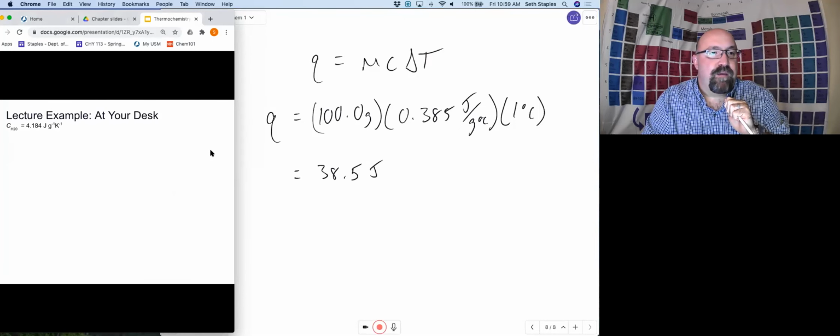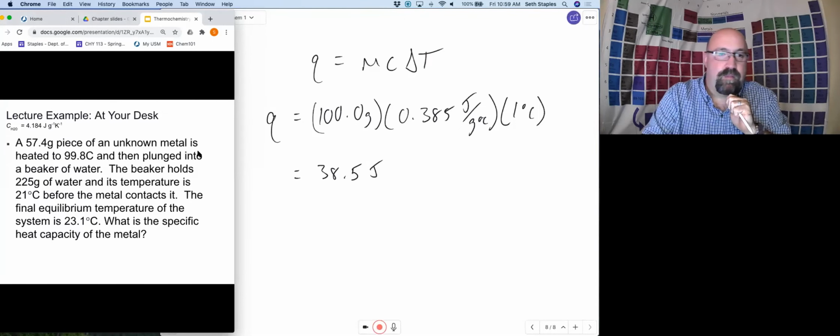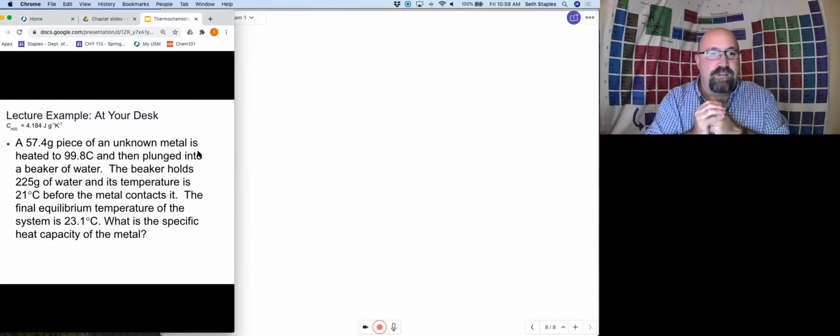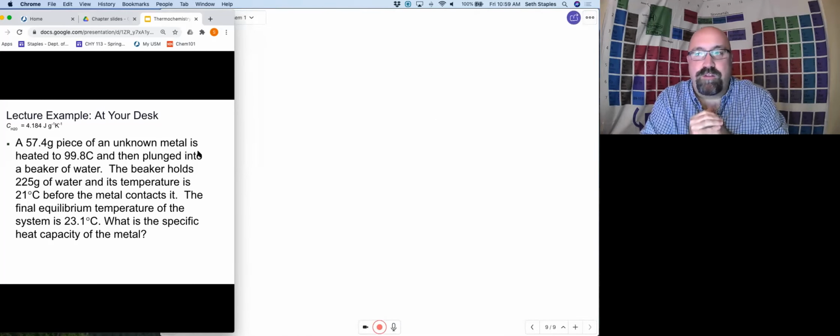So here's another example. We have a 57.4 gram piece of an unknown metal. We heat it up to 99.8 degrees C and then plunge it into a beaker of water. This beaker holds 225 grams of water. The temperature is 21 degrees C before we drop the metal in there, and it reaches thermal equilibrium at 23.1 degrees Celsius. And we want to know the specific heat capacity of this metal.